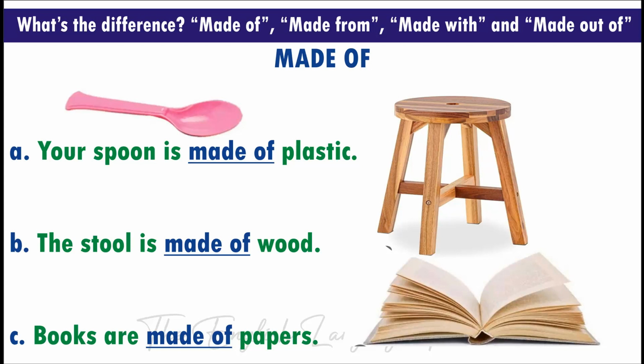Example C, books are made of papers. So we can see that every handy book is a product of paper. So it is correct for us to say books are made of papers.